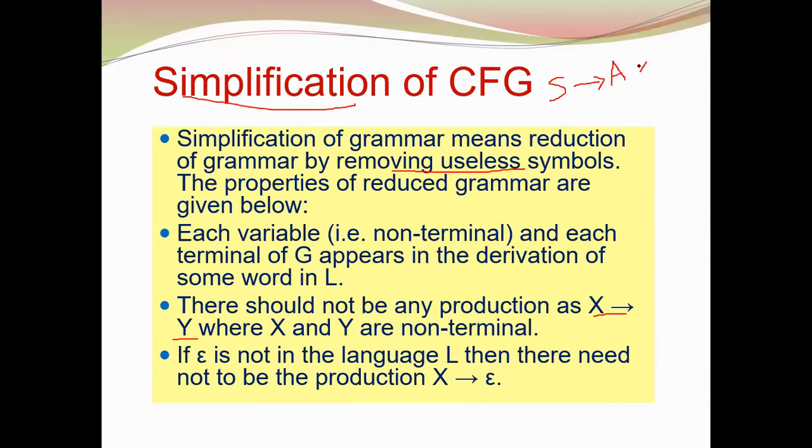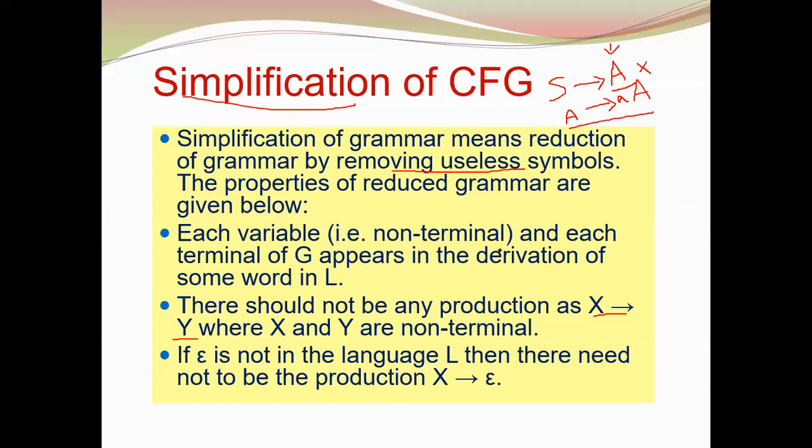We are going to remove the particular unit production by substituting the values of A. For example, if I'm having another production, that is A tends to some value, A tends to A or A tends to B or A tends to some value, anything it may be. How can I remove this unit production? I just substitute the value of A into this grammar. After substituting this value, my grammar is like S tends to AA. So these are the ways we can simplify the grammar.